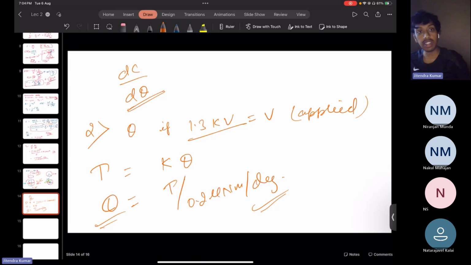So here you can see the deflection is varying with voltage. So the more the voltage, the more the deflection will be.